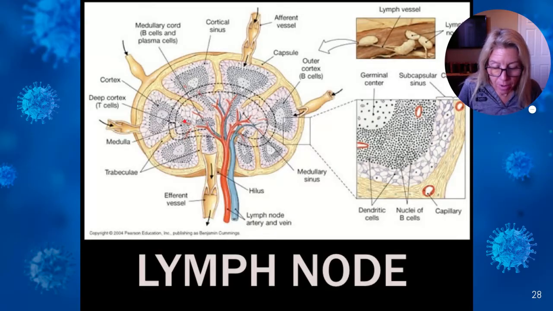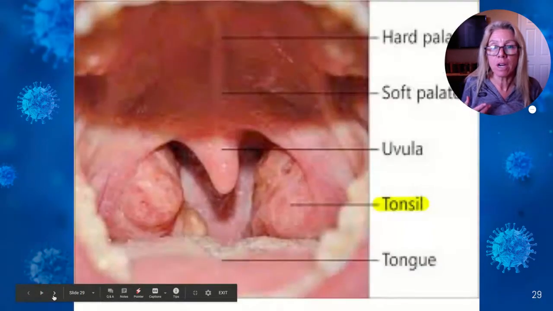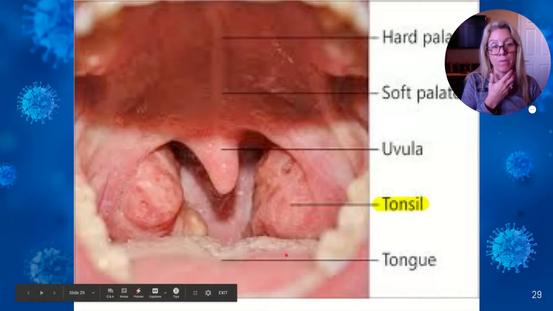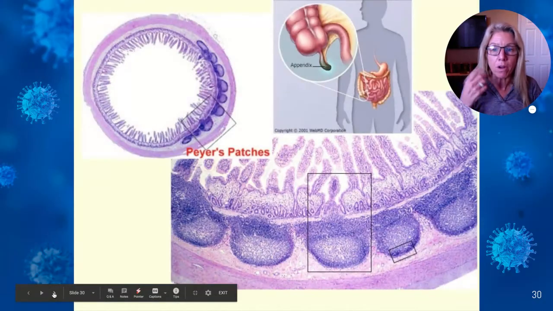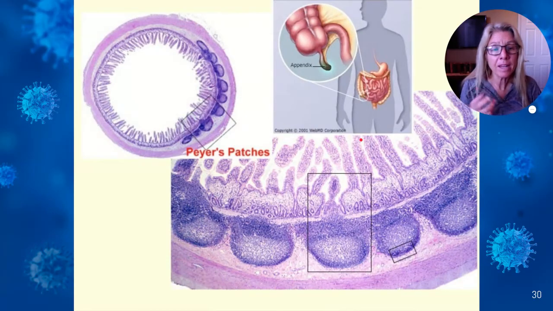Now, there are patches of lymphoid tissue scattered throughout your body. One of those patches can be found in the back of your throat, and those are your tonsils. So tonsils trap germs in the throat. Then you have other areas as well called Peyer's patches in your intestines. And remember I told you this is where fat is absorbed. So you've got a couple things going on here in your intestines.